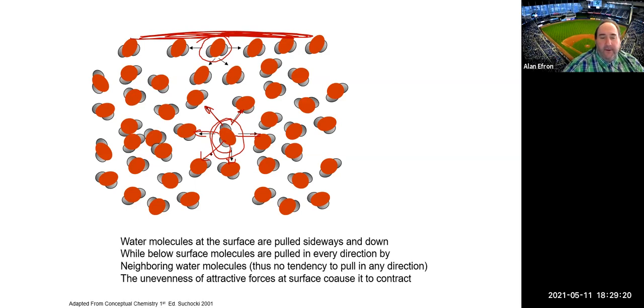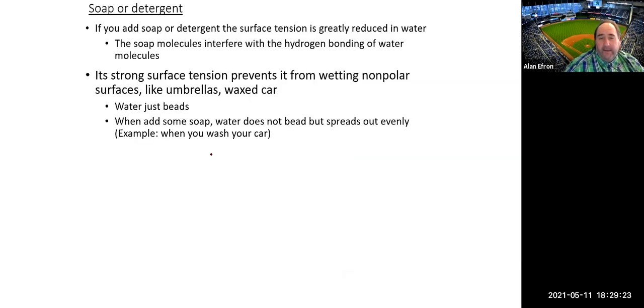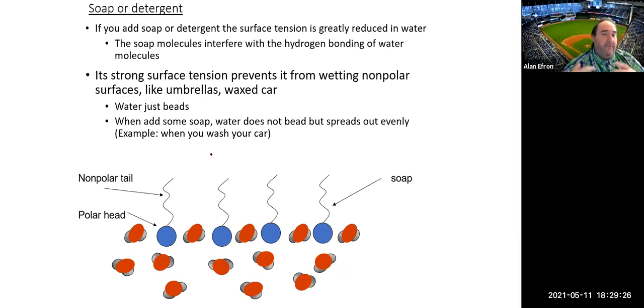This is also why, for example, when we do something with water, like wash our car, water typically will bead, especially when it hits something like an umbrella, or your car is really waxed and it rains on it, or you get water on it. You see all these little beads of water, right? Or even on an umbrella, you can sometimes see that. And water typically, because of this really strong surface tension, will just bead on there rather than spread out.